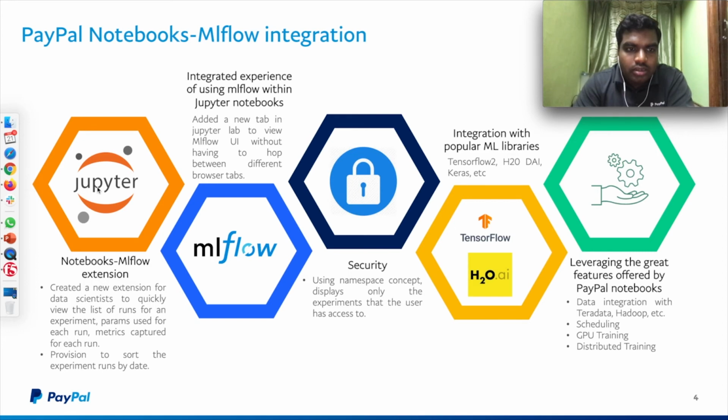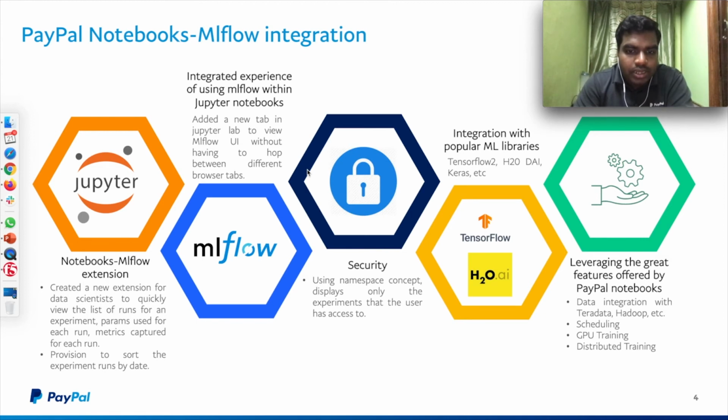experiments. We created a new notebooks extension for data scientists to quickly view the list of runs for an experiment, params used for each run, metrics captured for each run. Currently we have provided a provision to sort the experiment runs by the date on which the experiment was run. We also offered an integrated experience of using MLflow within the Jupyter Notebooks.